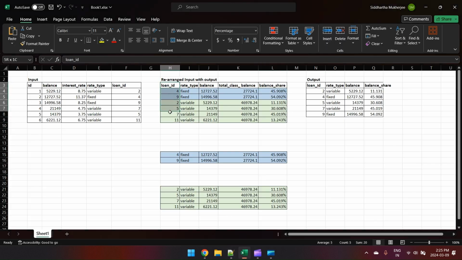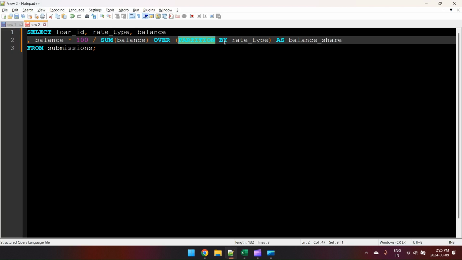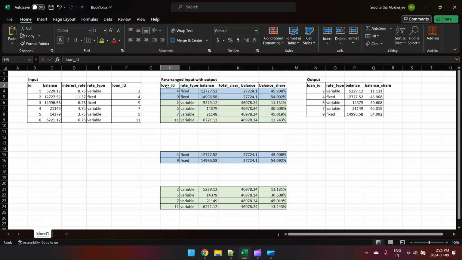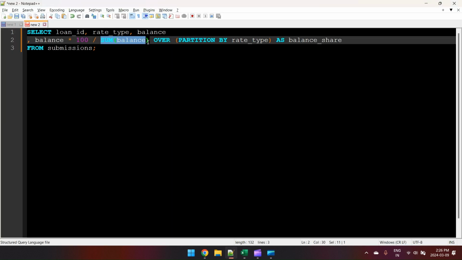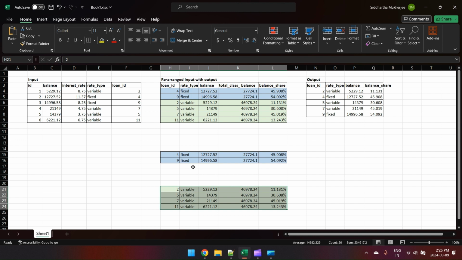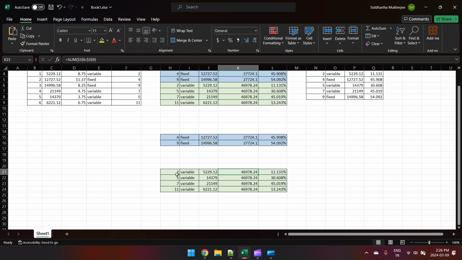So you can think that SQL has taken this entire table, and when it saw this partition by rate type argument inside this over clause, what it did was it conceptually split the table into two subtables, one for the fixed rate type rows and another for the variable rate type rows. And then it summed the balance for each of those two chunks separately. So, to arrive at the sums of the balances for the fixed rate type, it simply added all the rows that belong to the fixed rate type, and to arrive at the balance for the variable rate type, it summed over all the rows that belong to the variable rate type.